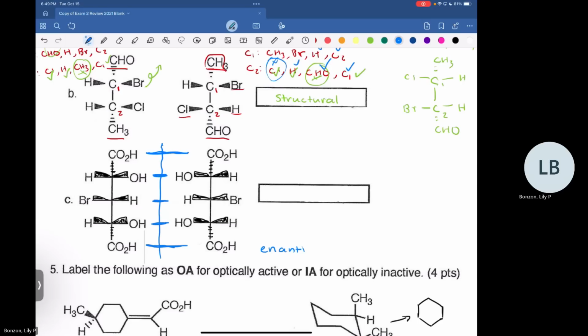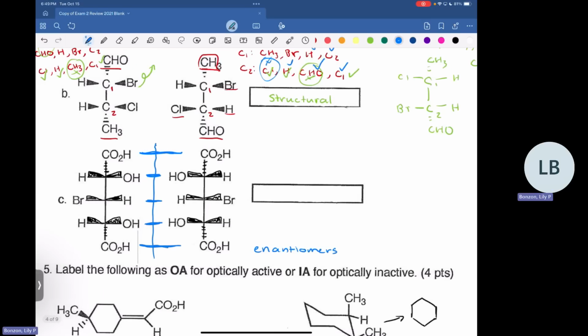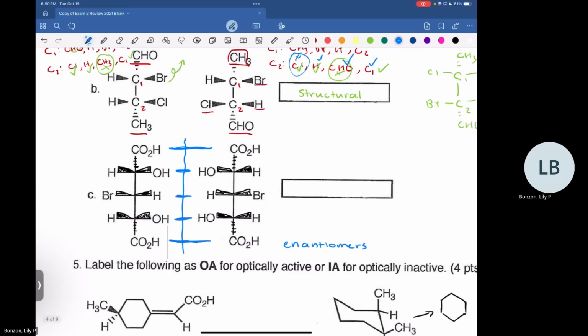However, if you have chiral centers in a molecule, but that molecule has an internal plane of symmetry, it's going to be what's called a meso compound. And meso compounds are going to be identical to other meso compounds. So we do have this plane of symmetry between the two, but if we look within each molecule, we can cut the middle bond in half.